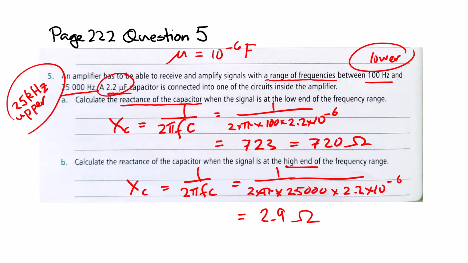So you can see there's quite an enormous range here between 720 ohms at 100 Hertz, but only 2.9 ohm at 25,000 Hertz, which is kind of what we expect from that equation there. As the frequency increases, the capacitive reactance goes down. I'll get that tongue twister at some point. So that's that question.